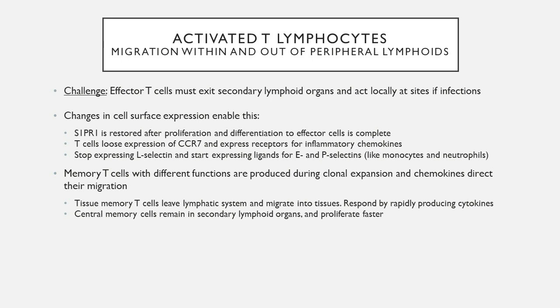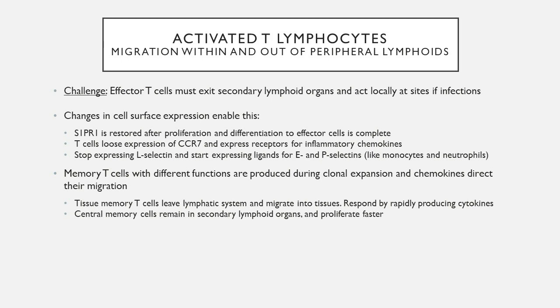They also stop expressing L-selectin, and they start expressing ligands for E and P selectins, again just like monocytes and neutrophils. So they're no longer going to start that pattern of migrating into lymph nodes because of the lack of L-selectin. In this case, the E and P selectins are going to make them migrate and home into the sites of inflammation. Now, memory T cells act a little bit differently than effector T cells.